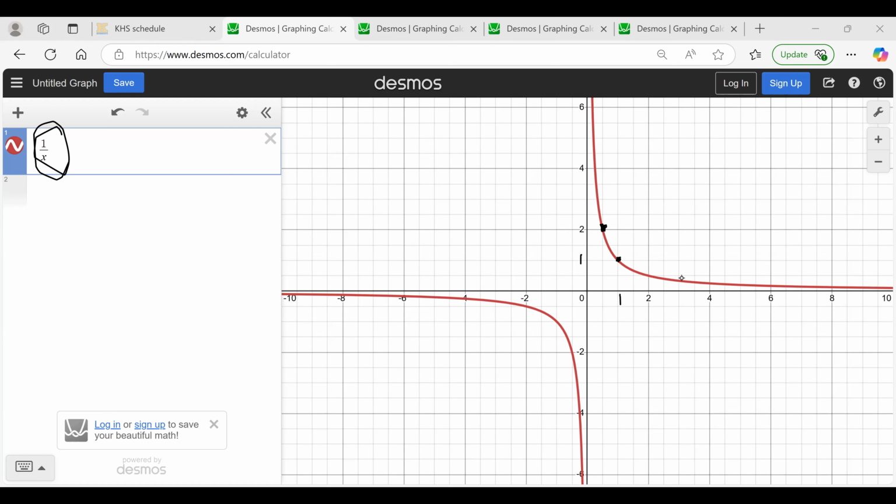What's the x value for this point? 0.5. Yes, 0.5. I'm going to put 1/2. And what's the y value? It's reciprocal, right? 2, if you flip it, it's 1/2. 1/2, if you flip it, it's 2. These are called reciprocal functions.